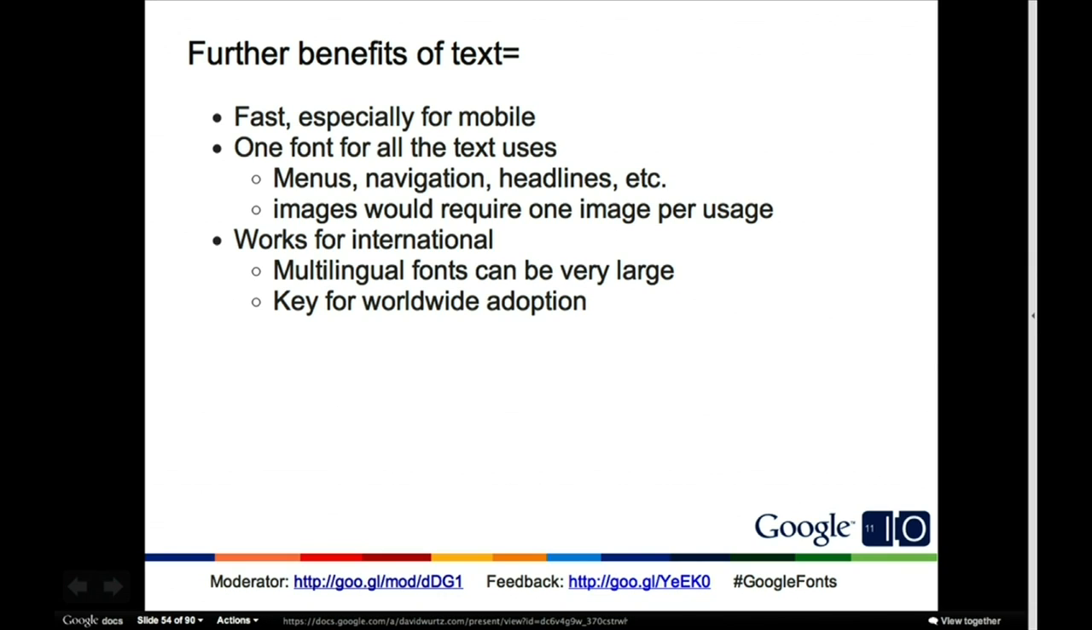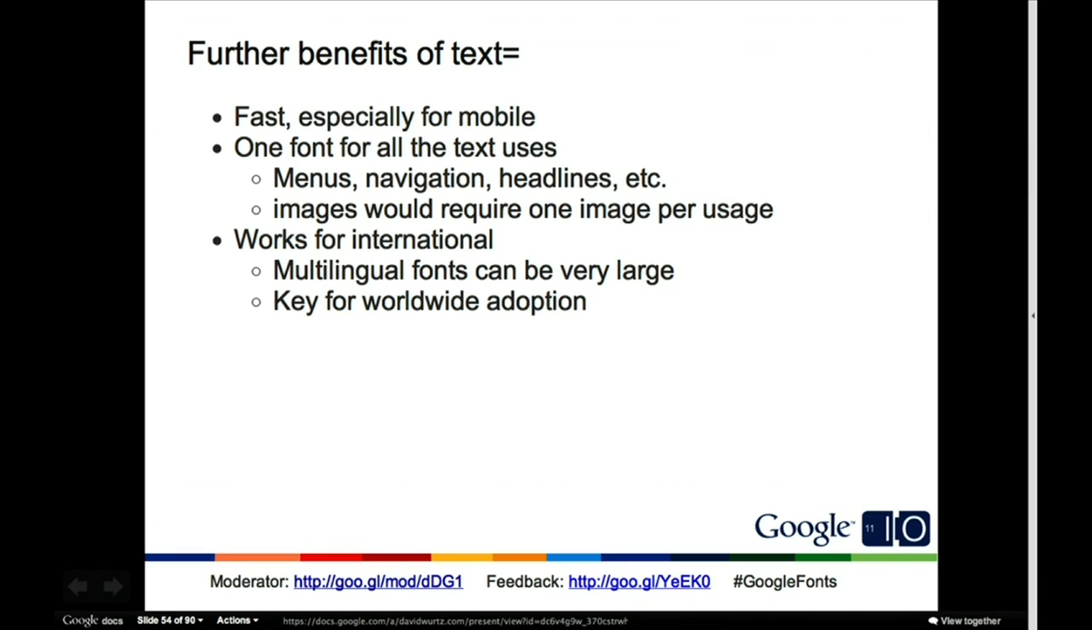So there's lots and lots of benefits of using this feature. It's fast, especially for mobile. We heard a lot about Android this morning. Mobile web is a huge part of the web and growing fast. And so we really want to optimize sites for mobile web as well. You can use one font. You can use one text equals request for all of the text on your page. So if you've got lots of navigation elements or menus, you can combine all of that into one request to the Google Font API, get one font that renders for all of those uses, whereas images would require one image per use on that page.